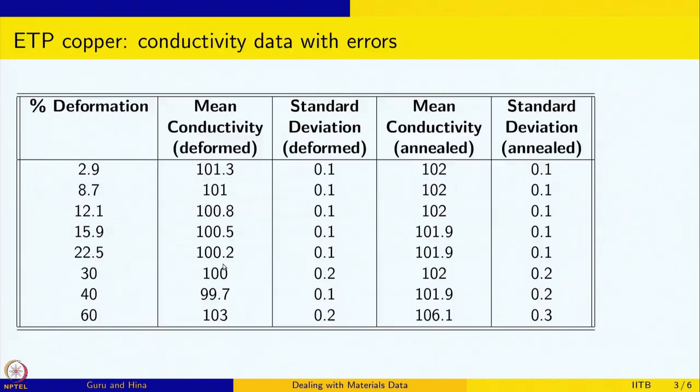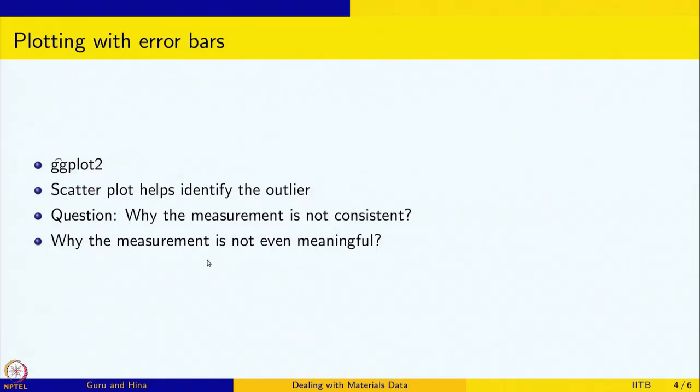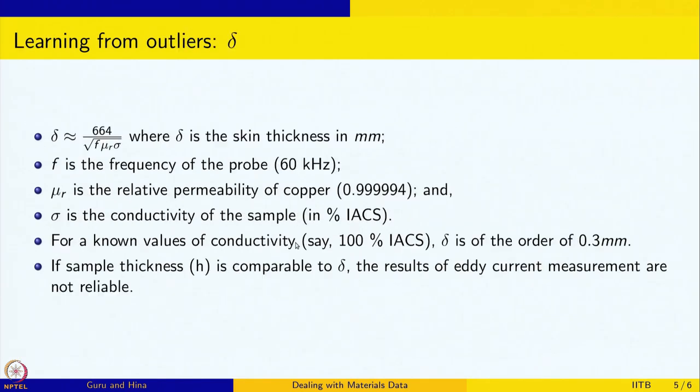And is this even meaningful? I mean, can you get in a 60% deformed sample conductivity which is much higher than some sample in which you only had about 3% deformation, right? So this is a question that we have to look at. And to answer these questions, we are going to look at this aspect.